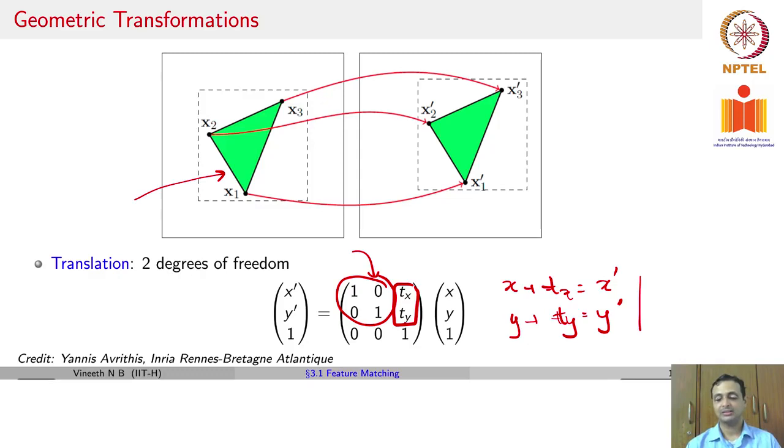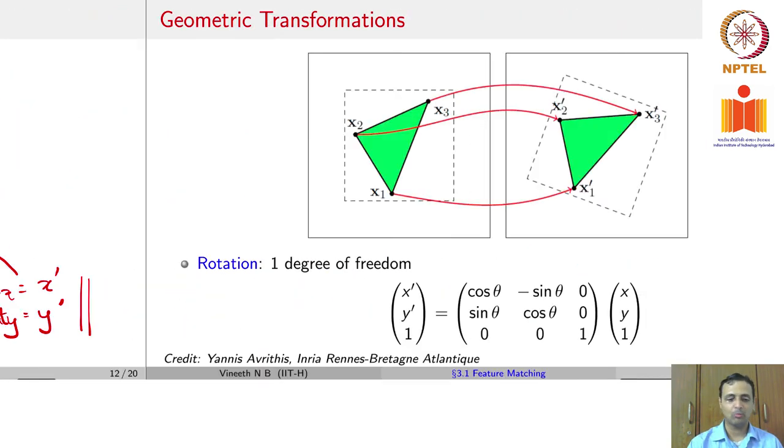This is just another way. This is just a system of equations. And we're simply writing the system of equations in terms of a matrix vector transformation, a matrix transformation on a vector to give you another vector. This is translation. Let's see one more.